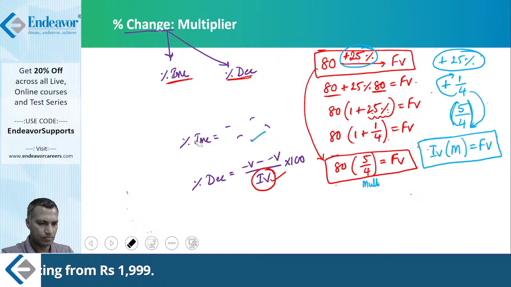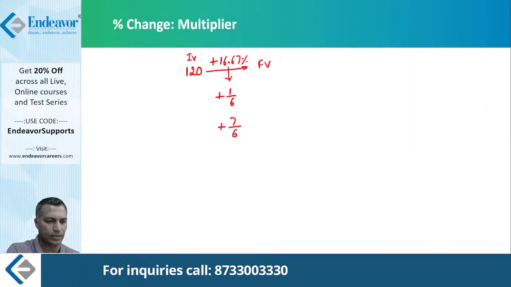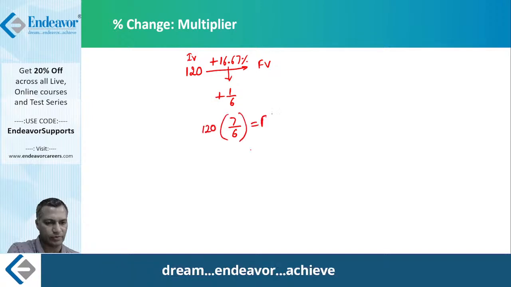16.67%. What is that? You say that plus 1 by 6. What is the multiplier for this? 7 by 6. No plus. This is the multiplier. So what is that? 6, copy it as it is. 6 plus 1 is 7. That is the multiplier. Multiplier should sit always on which side? Initial value side. What is the initial value? 120. Therefore 120 into 7 by 6 is the required answer, which is the final value. Simplification is simple. This is 6 one time, this is 6 20 times. Therefore 20 into 7, your final value is nothing but 140. Beautiful number, right?